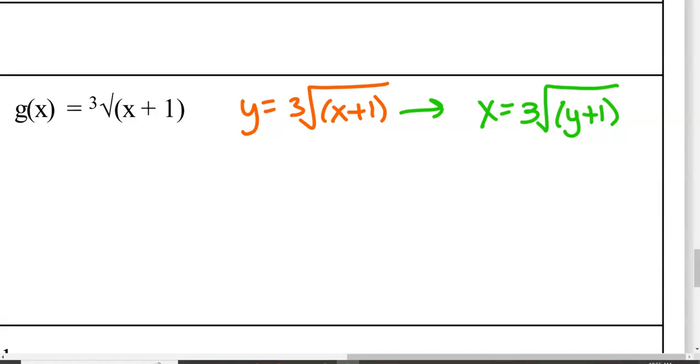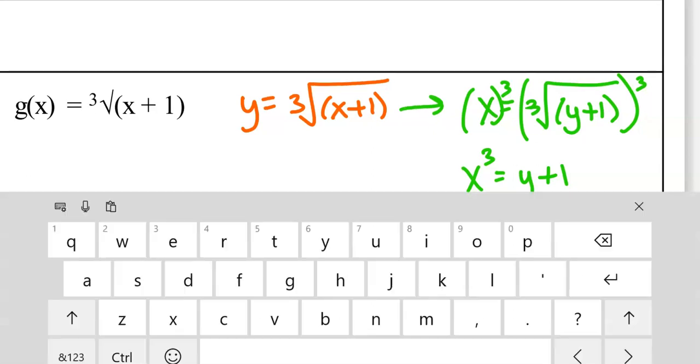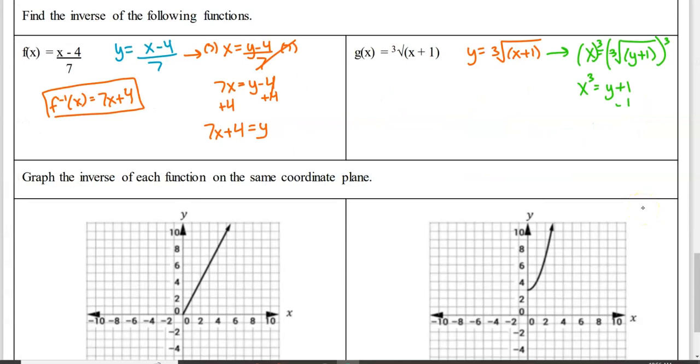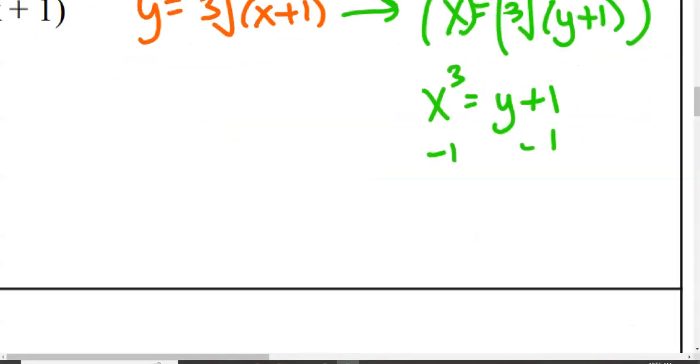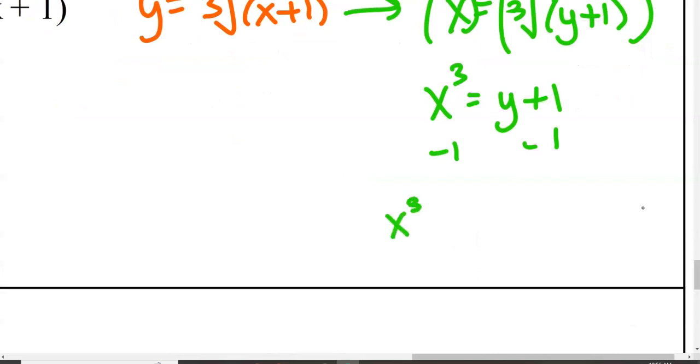All right. It's a giant 3. Looks like I'm multiplying from it. I'm not. Cube root. Okay, what do we do? Cube both sides. Yes, to get rid of a cube root, you cube. So now we have x cubed on this side, but we're left with just a y plus 1. Now what? Subtract 1. Whoa. Sorry, guys. So we have x cubed minus 1 is equal to y.